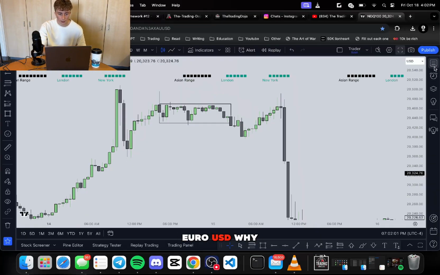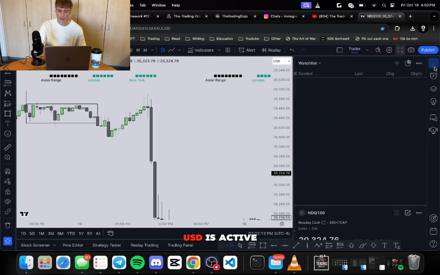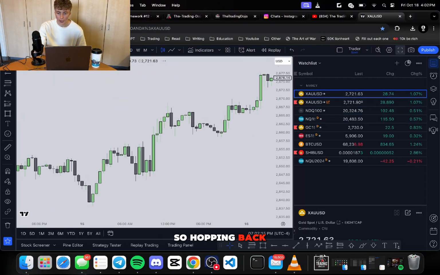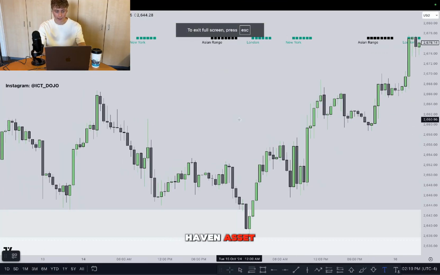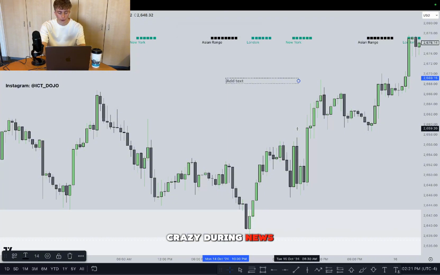Same for Euro USD. Why? Because Euro USD is based off the Euro and the US dollar, right? So it'll move during London session because that's when the Euro is active, and during New York session because that's when USD is active. So hopping back to gold, gold is like the safe haven asset. It's the safe haven asset. This is why it moves like crazy during news, right?